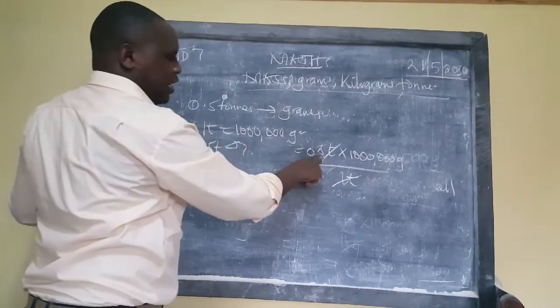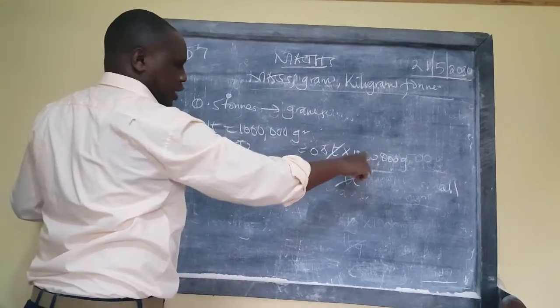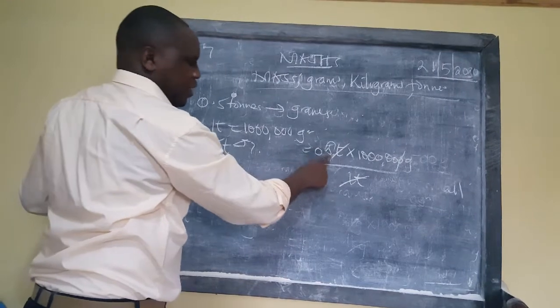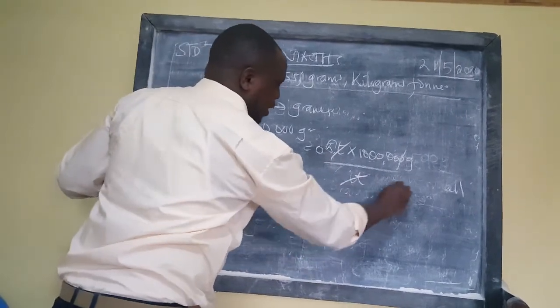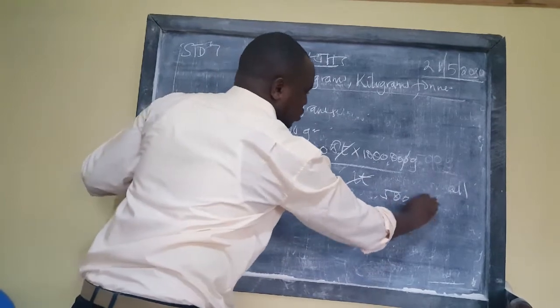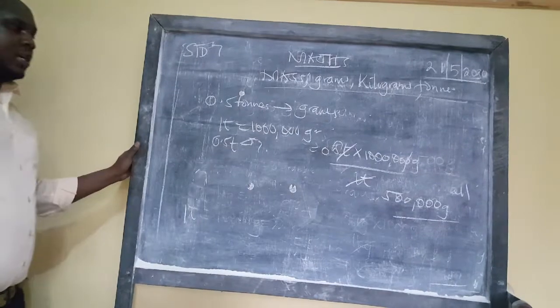So we have one decimal place. Remember, whenever you are multiplying, the decimal point moves forward. So 1 time, it moves and becomes our number 5. Then 1, 2, 3, 4, 5 zeros. So it is going to be 500,000 grams.